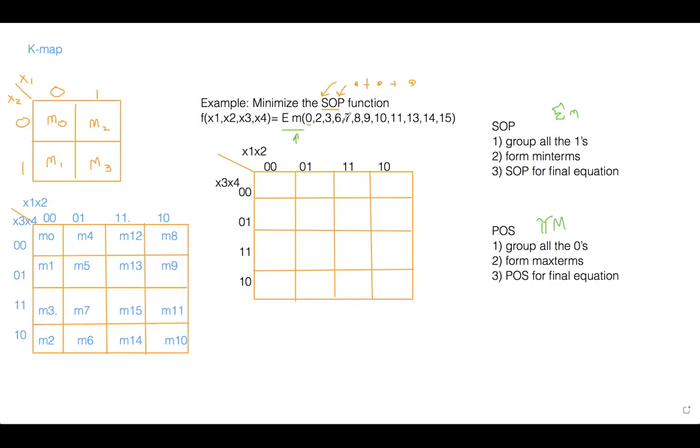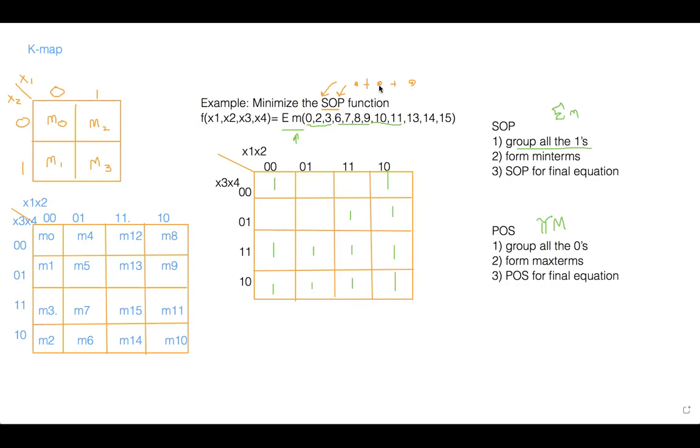But for this one, it's minimize the SOP. So what we're gonna do is fill these in with ones, like it says here, because we have 1 terms, which we're gonna group. And so at spot 0, it's gonna be here, spot 2, spot 3. Okay, that's all these terms right here. Then we're gonna do 6, 7, 8. So that'd be 6 here, 7, and 8. And then it's going to be 9, 10, 11. And then we're going to have 13, 14, 15. Okay, so we see all the ones here.